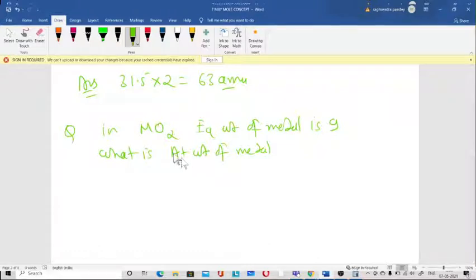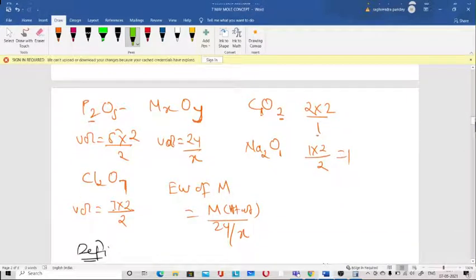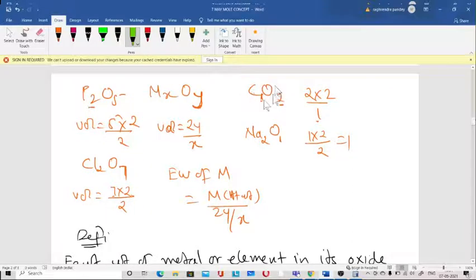So here, what is the valency? Valency is 4. I told you how to calculate the valency. If you have not observed, MO2 is just like carbon dioxide. So valency is 4: 2 into 2. This is 2, you have to multiply it by 2 and divide by this number 1. So here valency will be 4.